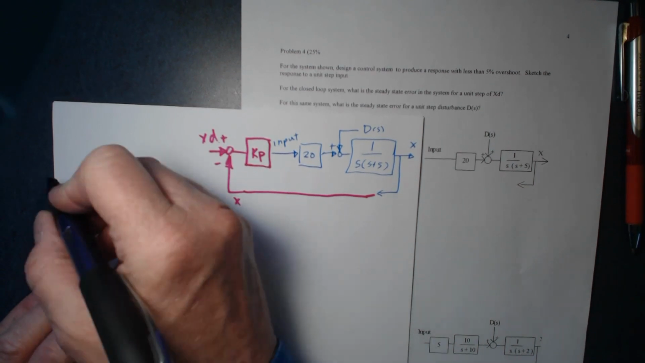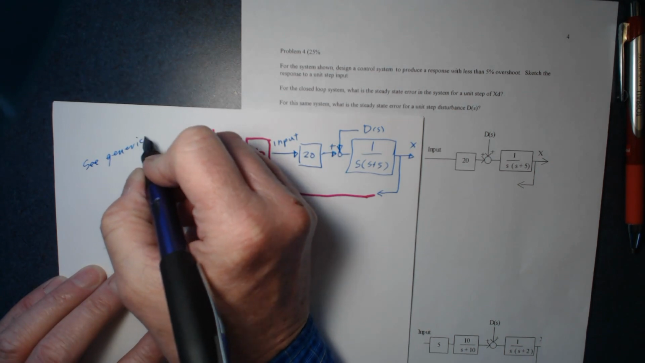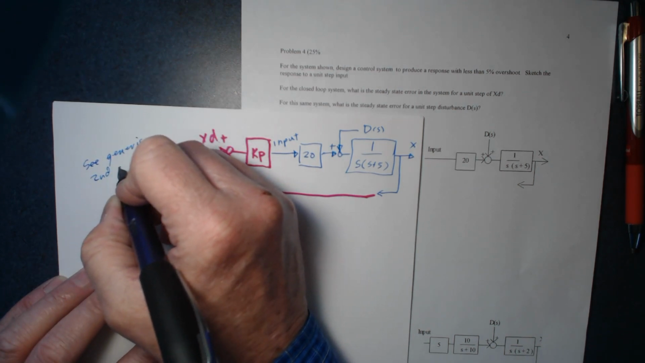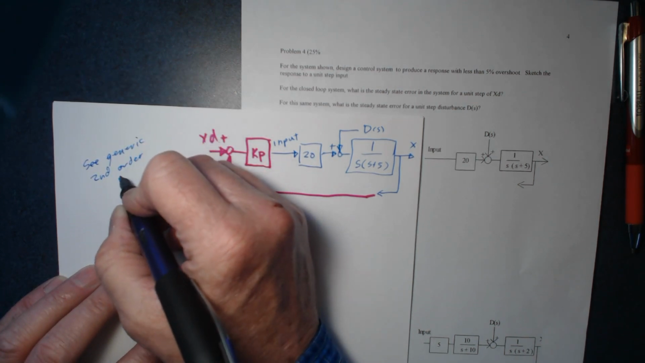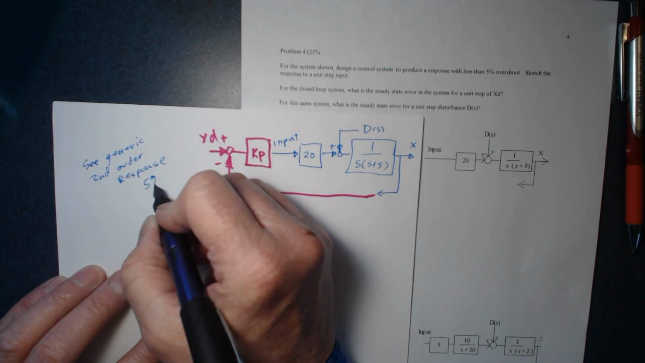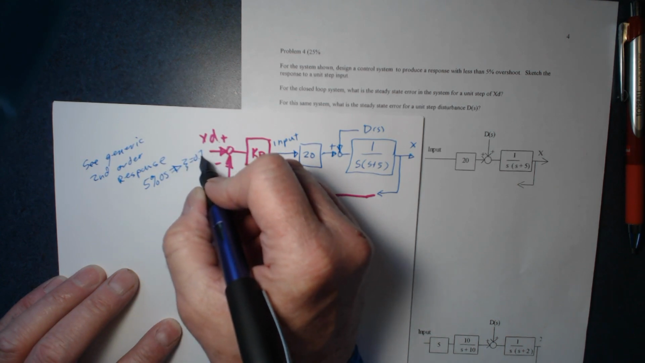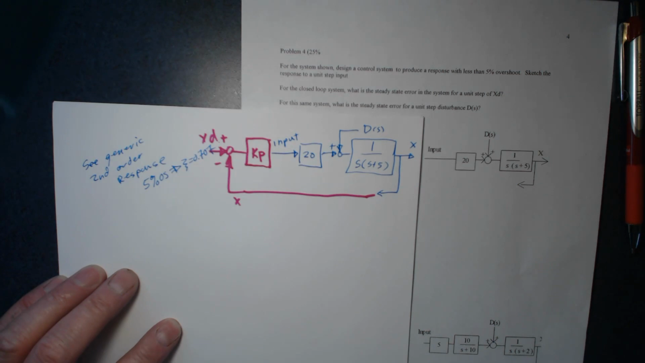What they're asking me to do is a 5% overshoot. So I'm going to say C, the generic second order response, that tells you 5% overshoot corresponds to zeta equals 0.707. All right, so you can do that. We've talked about it. We did it. All that stuff. So sketch the response to a unit step input.